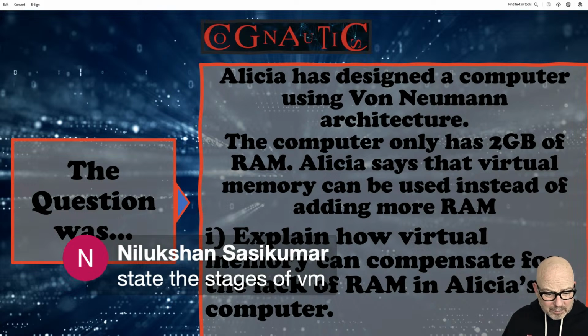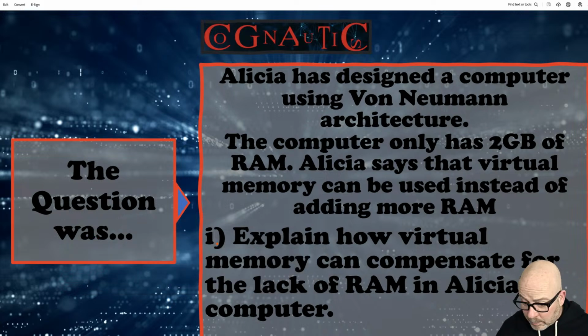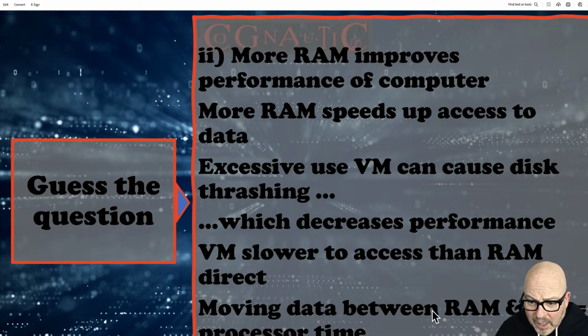They picked on this poor girl called Alicia, who kept cropping up in the paper, who seemed to be having computer science problems, yet she knew nothing about computer science at all. Very weird. Anyway, so explain how virtual memory can compensate for the lack of RAM in Alicia's computer. I'm going to finish soon because you guys want to go and have your tea.